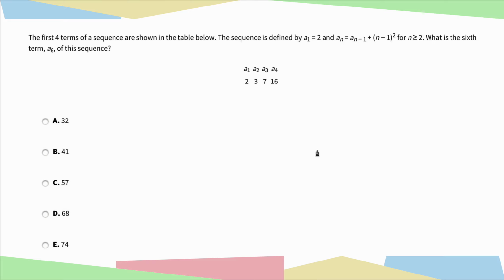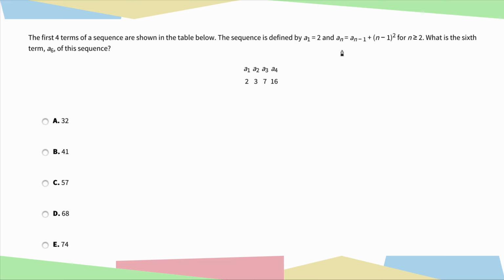The first four terms of a sequence are shown in the table below. The sequence is defined by a sub 1 equals 2 and a sub n equals a sub n minus 1 plus n minus 1 squared for n greater than or equal to 2. What is the sixth term, a sub 6, of the sequence?